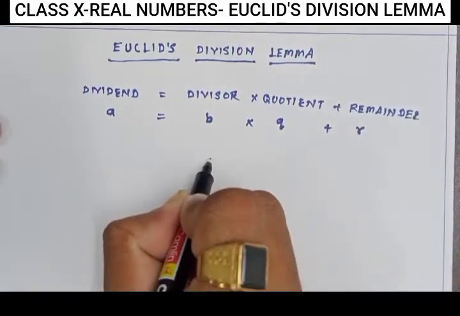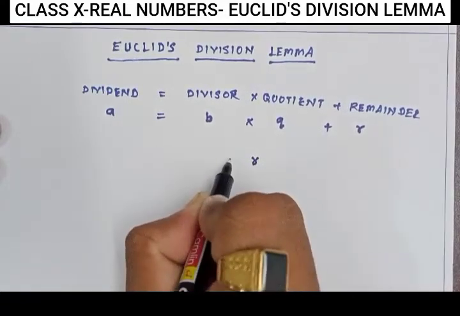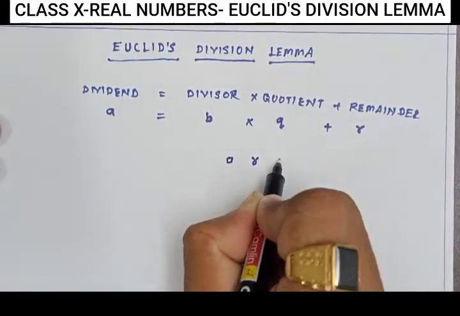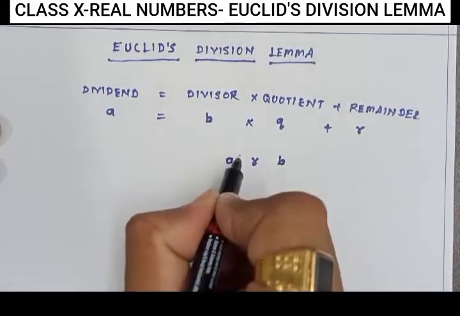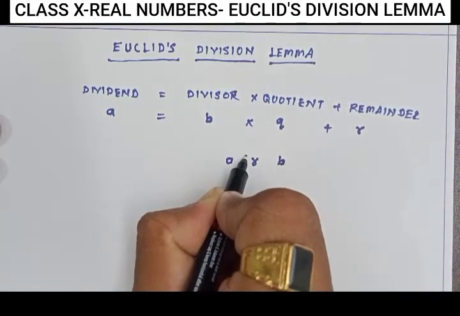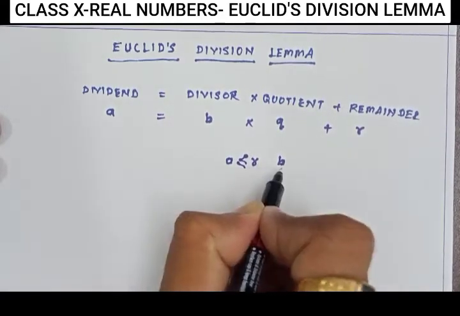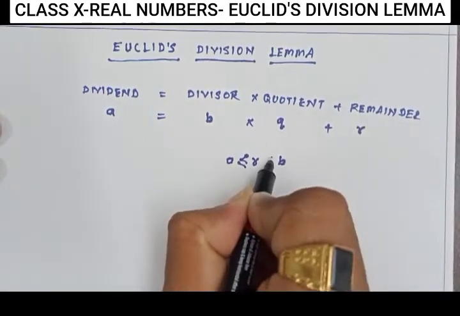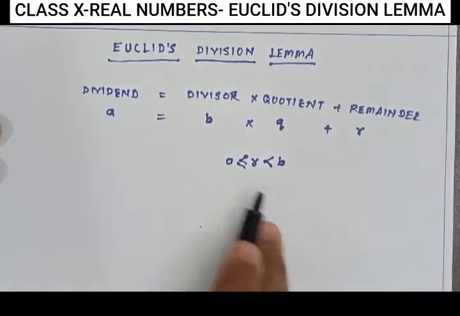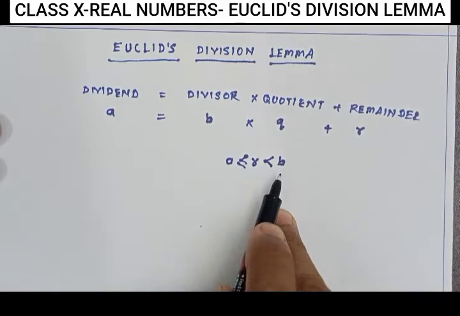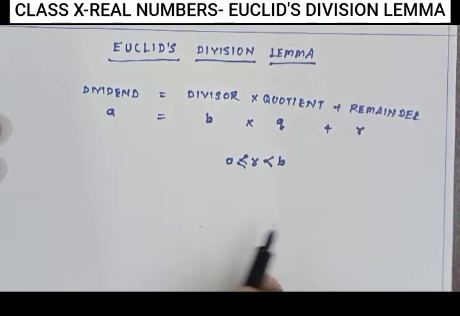The condition is that the remainder R must lie between 0 and B. Must lie between 0 and B means R can be 0, or R will be greater than 0. But strictly R should be less than B. Is it very clear? The remainder will never be equal to or greater than B. B is the divisor in our case.